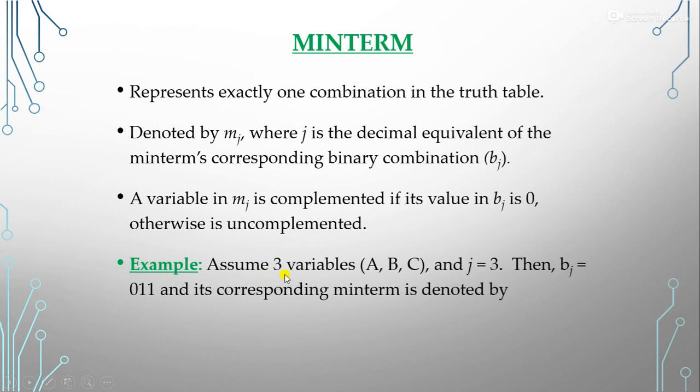Suppose we have three variables, a, b, c, and j is 3. Suppose in three variables our bj is 0, 1, 1. How can we represent this 0, 1, 1? What is the min term of this? We represent 0 by a dash, 1 by b, and 1 by c. So mj is a dash b c. This is a product term, because we use the min term, and a min term is a product term, right?